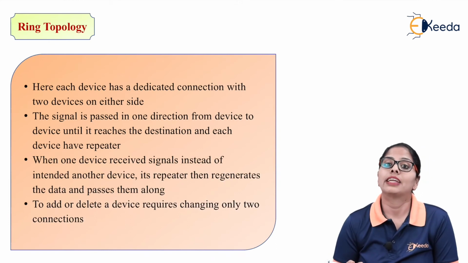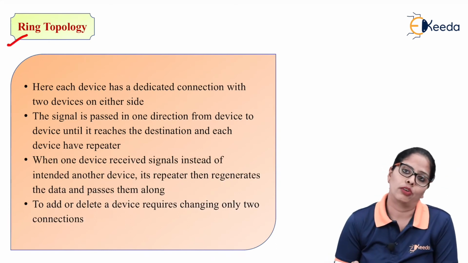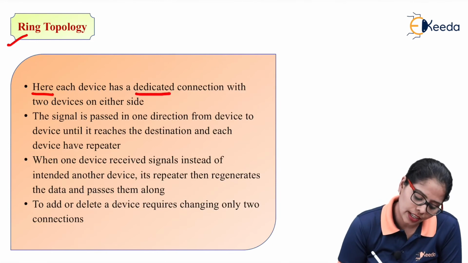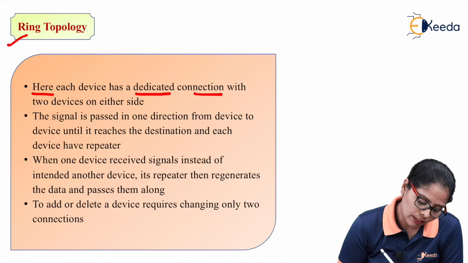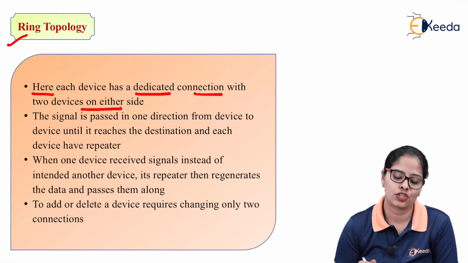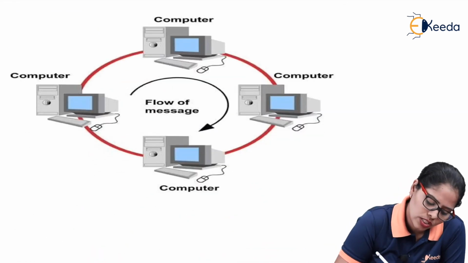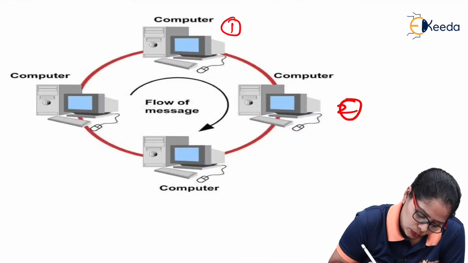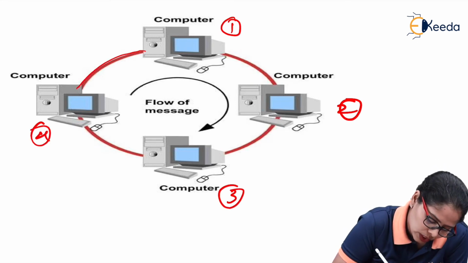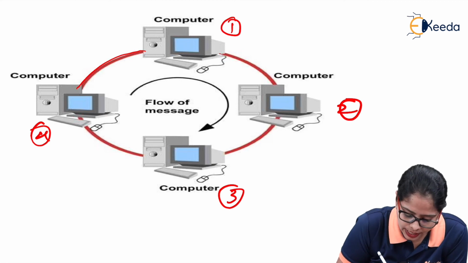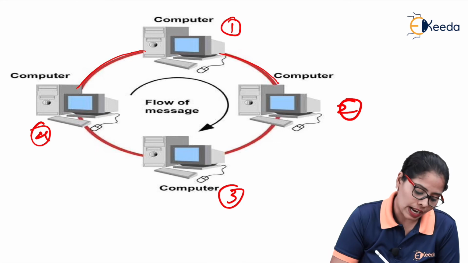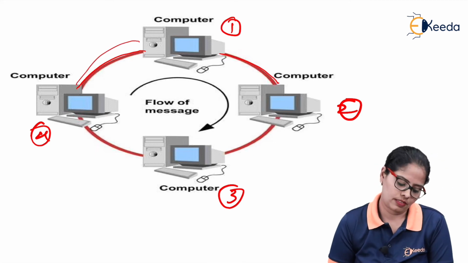Now let us start with the next topology, the ring topology. Here each device has a dedicated connection with the two devices on either side. Now see, this is my computer 1, computer 2, computer 3, computer 4. Can you see this is a dedicated line between computer 1 and 4. This is a dedicated link between computer 1 and 2. Means there is a dedicated link with the adjacent sides.